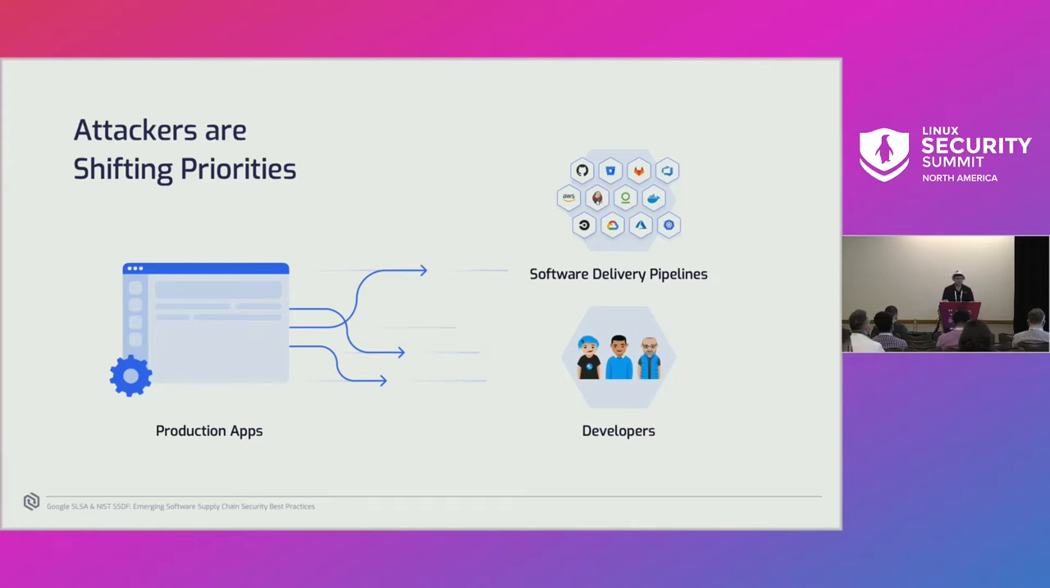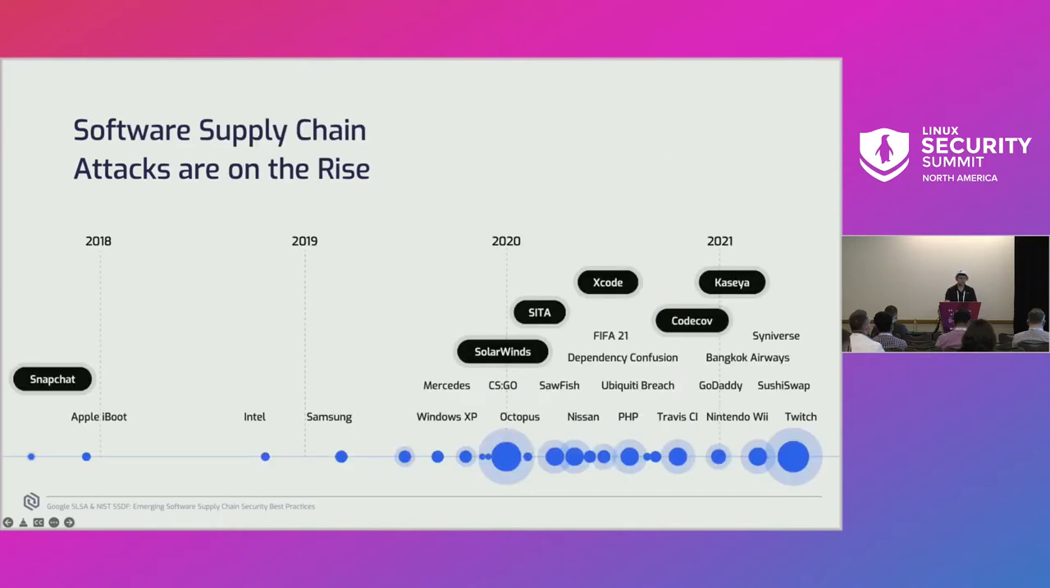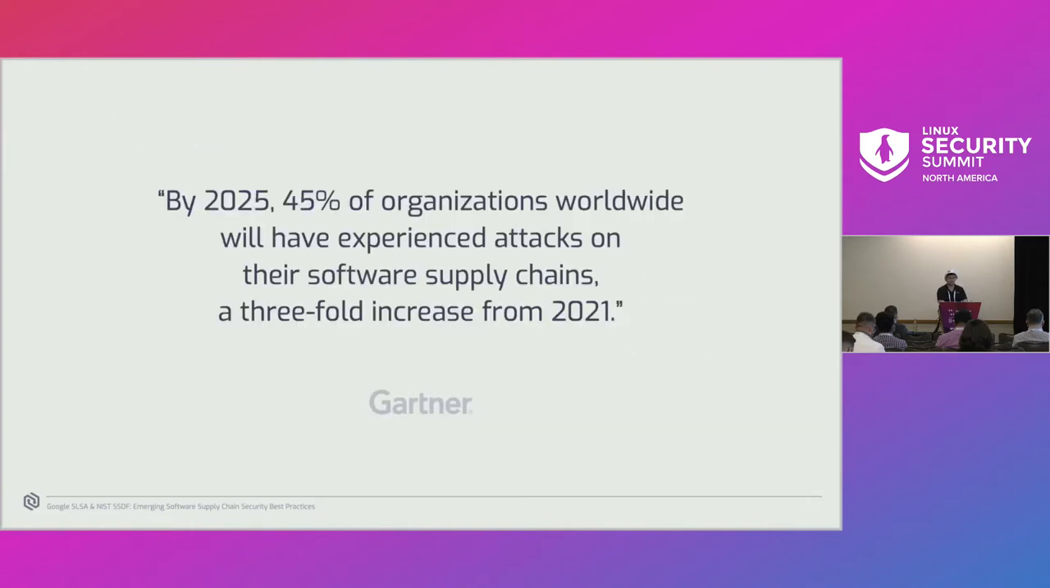Unfortunately, it's resulted in a landscape where software supply chain attacks are on the rise. Everyone in this room has probably heard of SolarWinds if you're here, as well as most likely Codecov as well. XcodeSpy has a bit of a soft spot in my heart, if you could say that, because I was actually hit by that attack when I worked as an iOS engineer. Kaseya is similar. Regardless, you can see that these types of attack are trending upwards, and Gartner actually predicts that 45% of organizations worldwide will have experienced attacks on their software supply chain, which is a threefold increase from only a few years before.